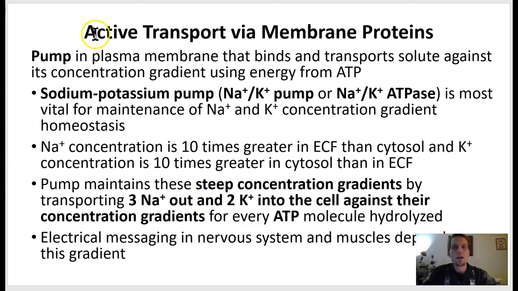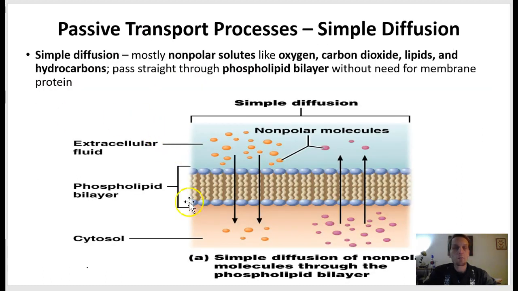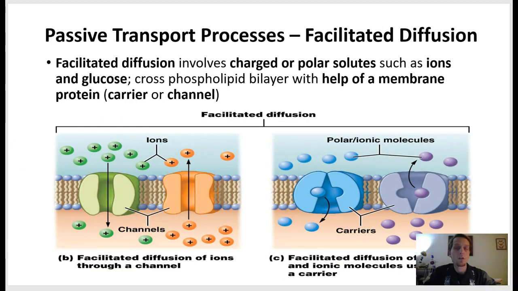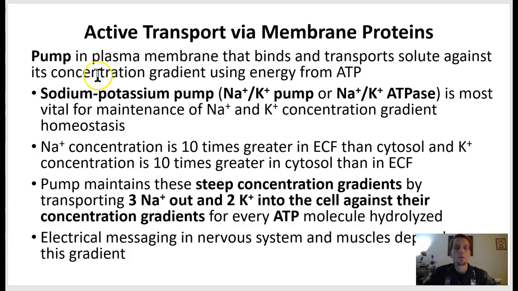But now we're switching gears to active transport. Things that do not naturally pass through need a little help. Sometimes they're too large or they have a charge because they're polar, and so we have proteins. But sometimes, even so, we need things to go from a low concentration to a high. That's in reverse. So we're going to look at that now. A pump in the plasma membrane binds and transports a solute against its concentration gradient using energy in the form of ATP, adenosine triphosphate.